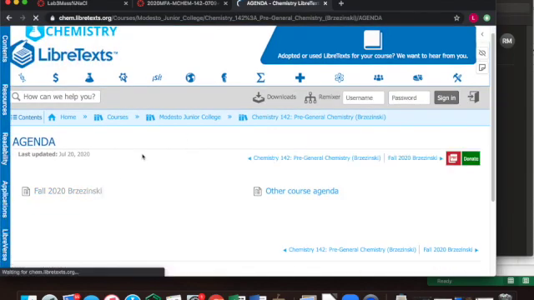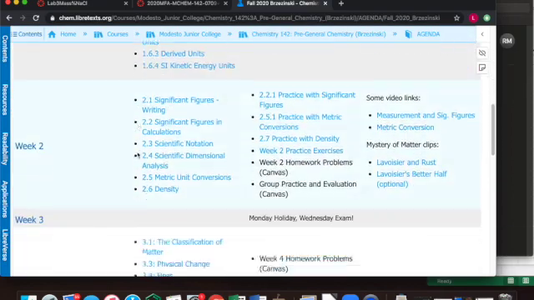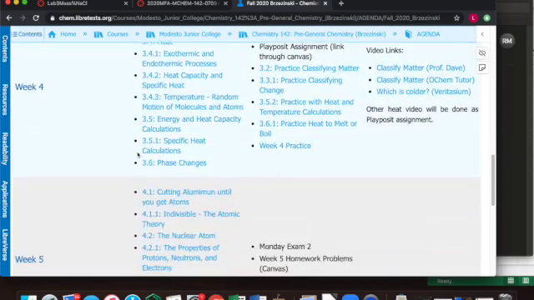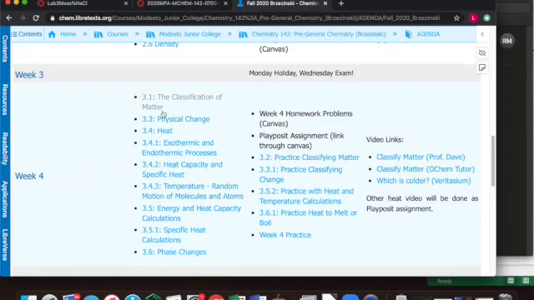The agenda finally has a couple more weeks. Week 4 is complete. Week 5 we're working on. So we do have chapter 3 that needs to be covered this week. Some of the pages in chapter 3 have practice problems, and there's also a week 4 practice sheet. So we have 5 different pages that have practice problems.